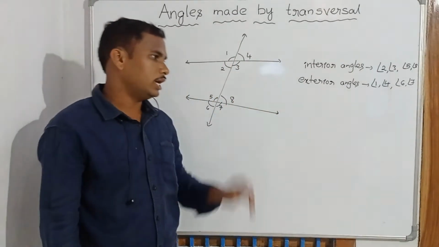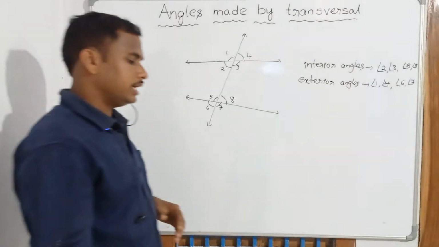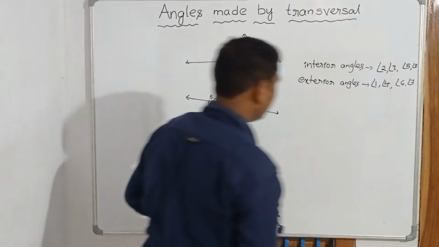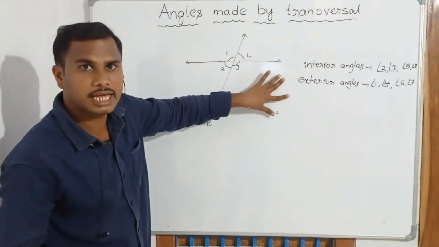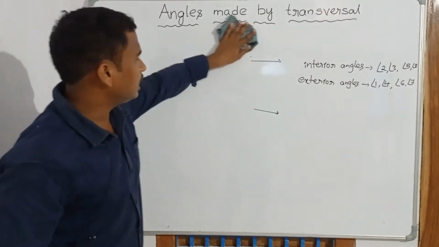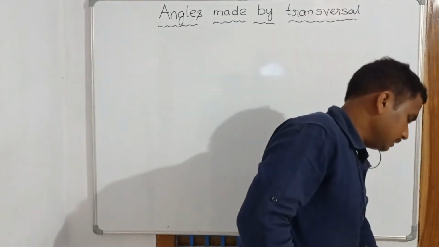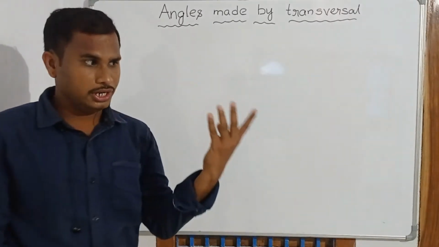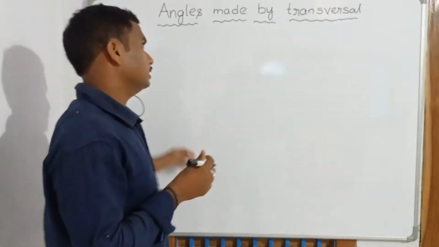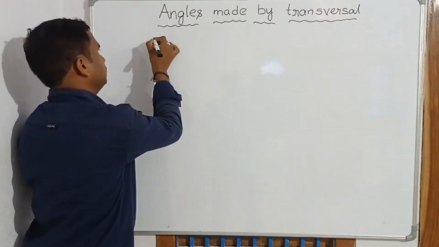That is mainly two types. Next one, very important, corresponding angles. Okay, understood? Interior angles and exterior angles. Interior angles means inside of two lines. Exterior angles means outside of the two lines. 4 interior angles, 4 exterior angles. Next one, very important, corresponding angles.